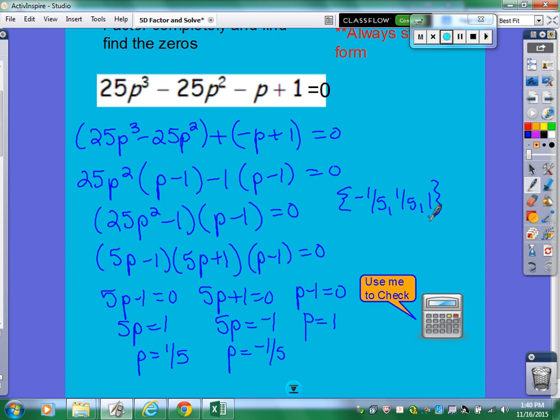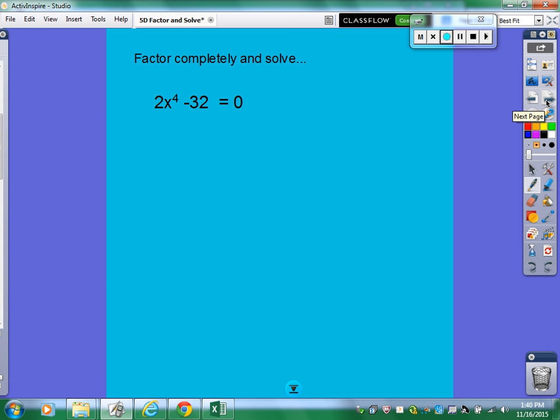All right, let's look at another example. All right, this has two terms. So factor completely and solve. So we've got to see if this is going to be one of our methods, DOTS, which is dealing with perfect squares. Well, 2 and 32 are not perfect squares, and x to the 4th is not a cube. Okay, so let's see what else we can do. 2 and 32, I notice I have a GCF. Now when I'm factoring, I've got to keep that GCF.